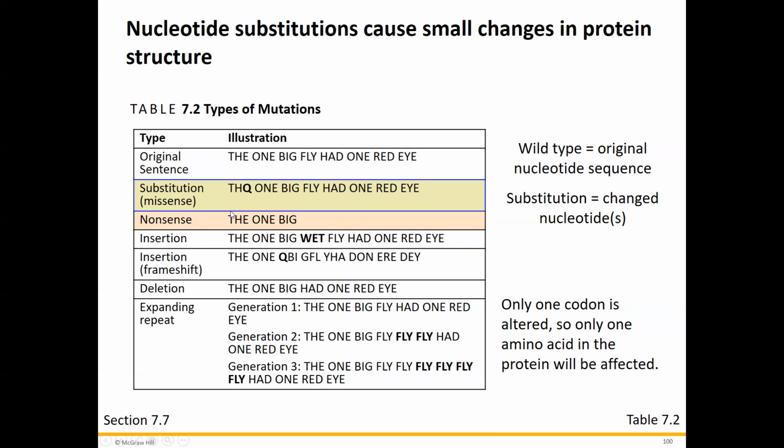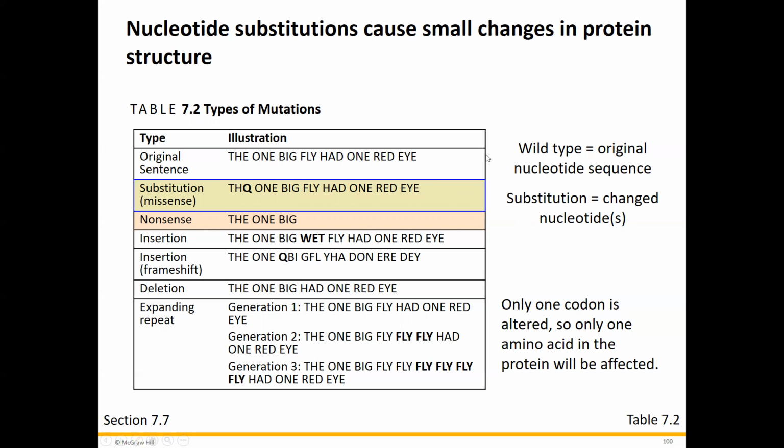The nonsense would be that FLY was changed to UAA, for example. So there was obviously a stop codon inserted. And so the whole rest of that transcript was lost, and you only have the one big. So that's a nonsense mutation, similar to what we just looked at.